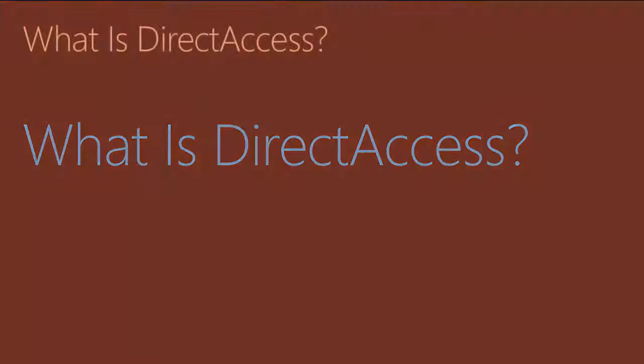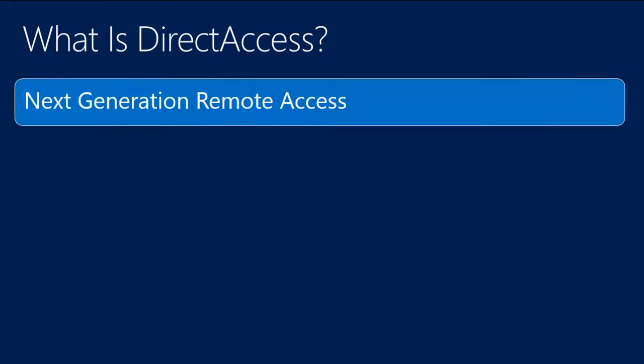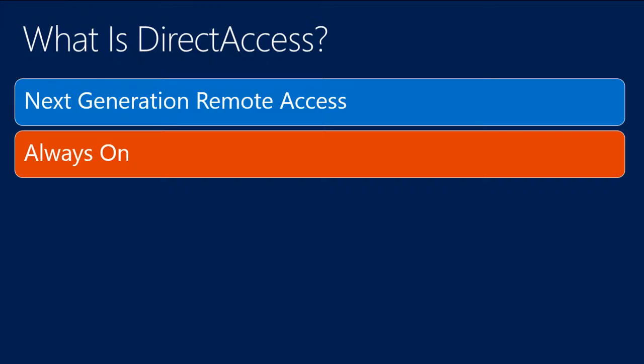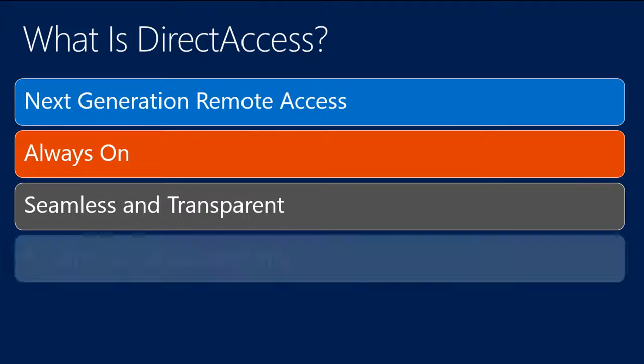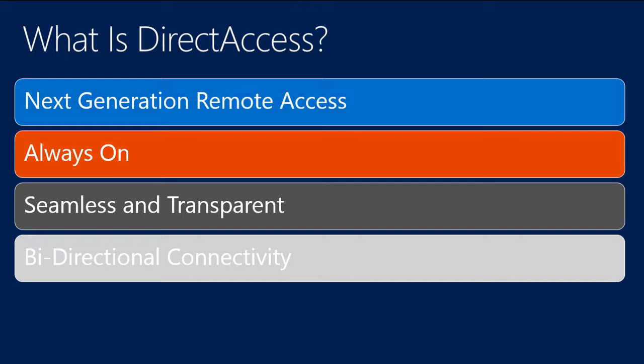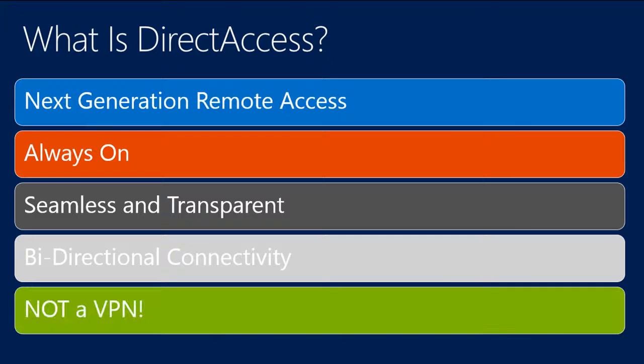So what is Direct Access? Direct Access is the next generation of remote access. It's really remote access reimagined or redefined. It's a paradigm shift, really, and I'll explain a little bit more later. It provides always-on remote access VPN. It's seamless and transparent and provides bi-directional connectivity, and this opens up some new use cases and I think some new deployment scenarios that are interesting to us as security administrators and systems management folks. So we'll talk a little bit about that.